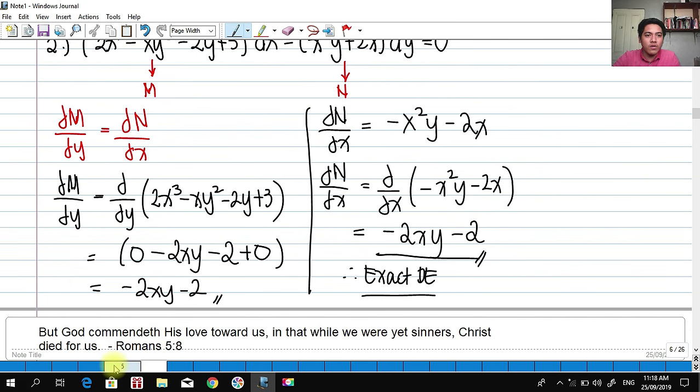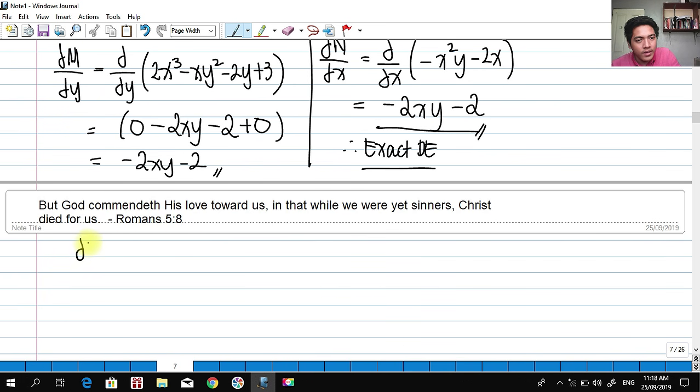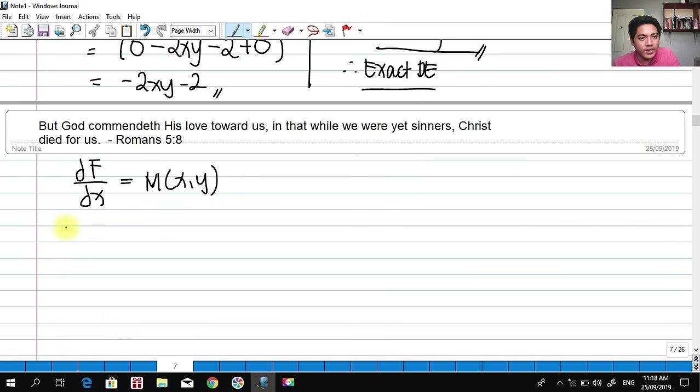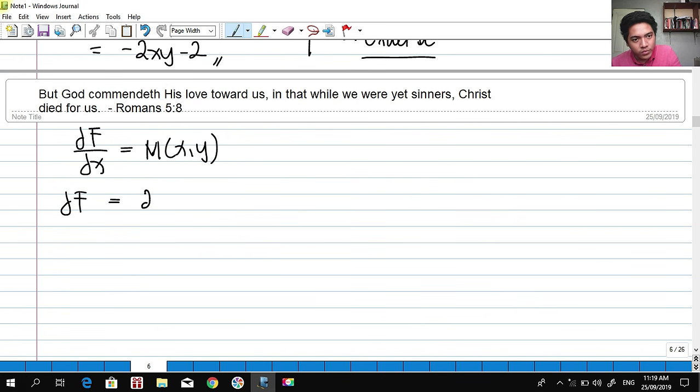And again, we shall be solving for the solution of this DE by performing again the partial of f with respect to x, which is equal to M as a function of x and y. So, if I'm going to cross multiply, this should be partial of f multiplied by M. What is our M? 2x cubed minus xy squared minus 2y plus 3. So cross multiplying this, we have now dx here.